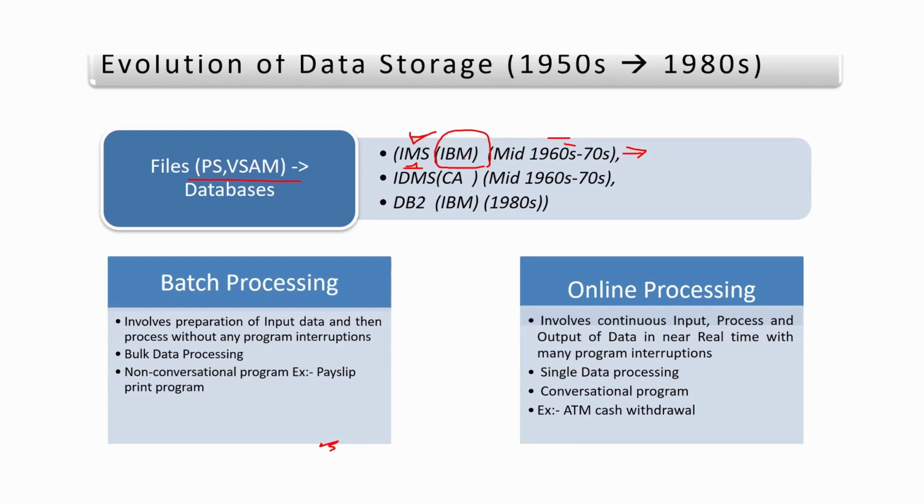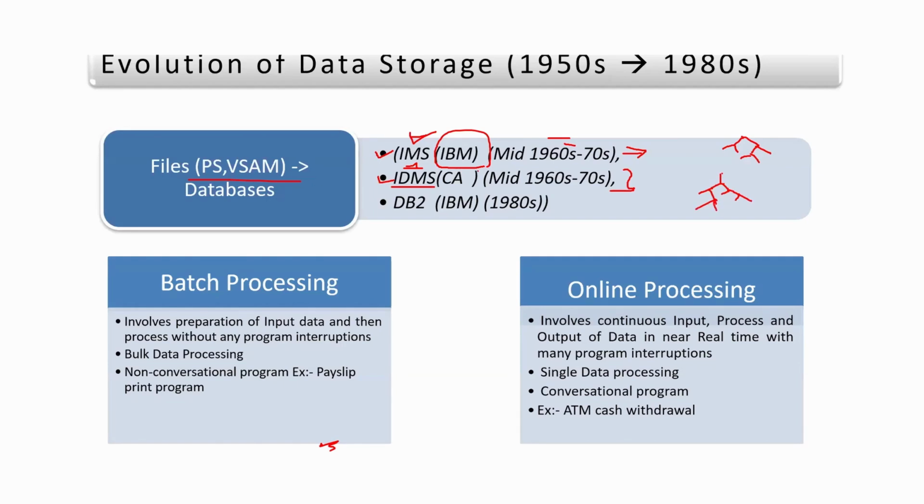As a competition, we had another database, IDMS, Integrated Database Management System. It's part of the network database. What is the IMS structure called? Anybody? It's an inverted tree structure. It's a hierarchical structure or inverted tree structure. It will be like this. What about IDMS?